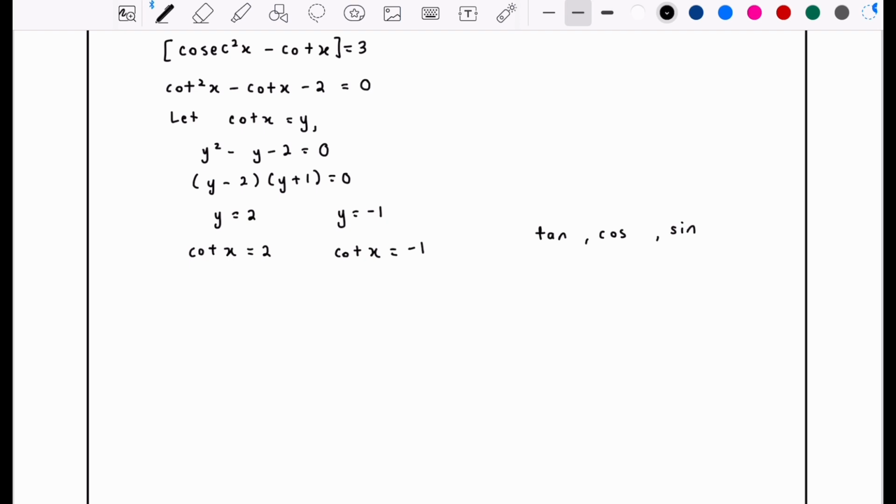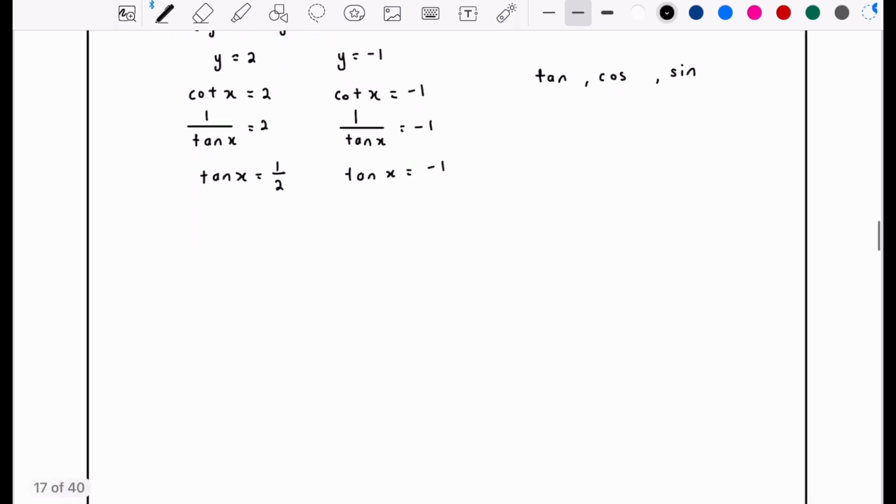Since we have cot x equals 2, we have to change it to 1 over tangent x equals 2. Rearrange: tangent x equals 1 over 2. The same goes for the other solution: cot x equals 1 over tangent x, which equals negative 1. So tangent x equals negative 1.